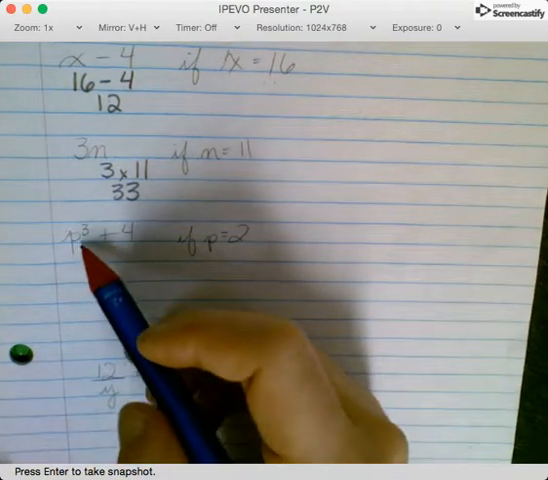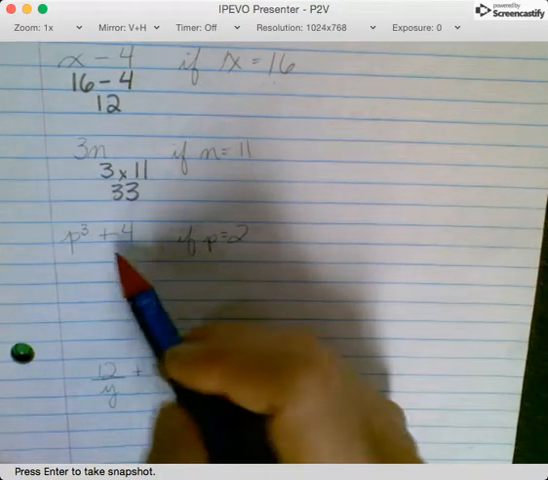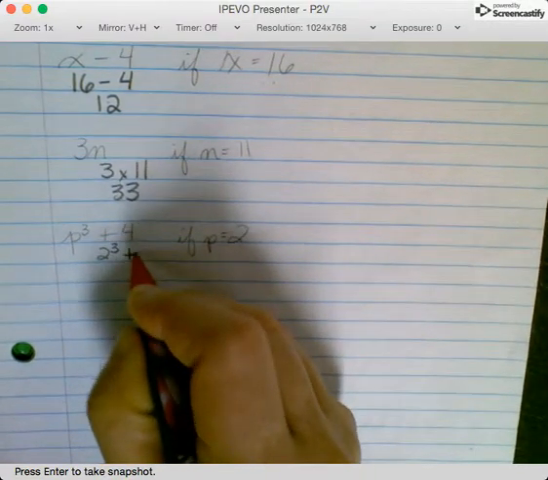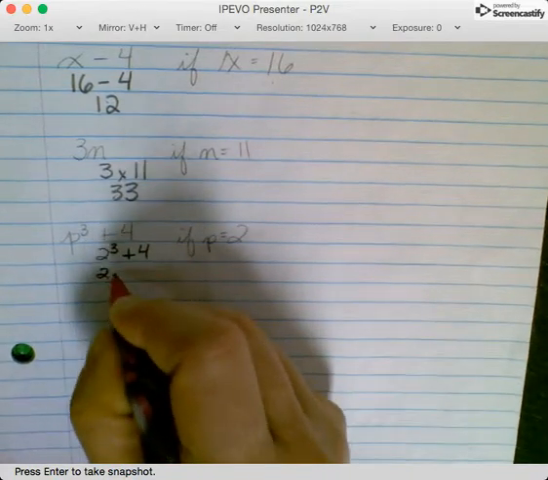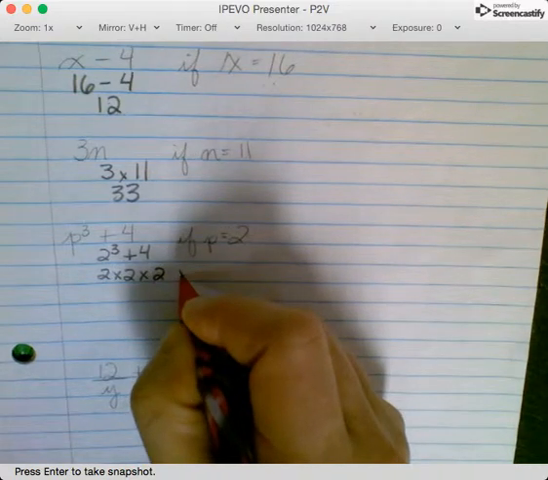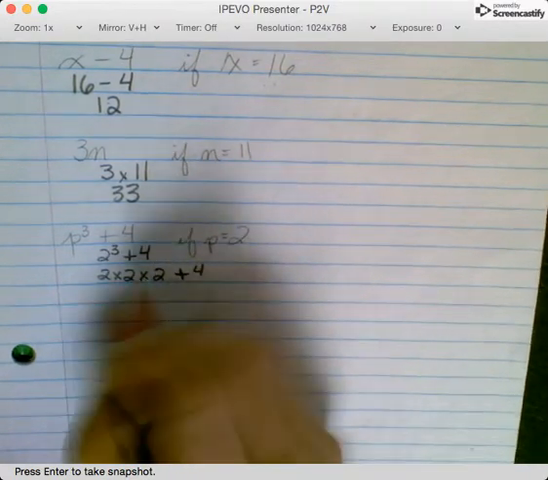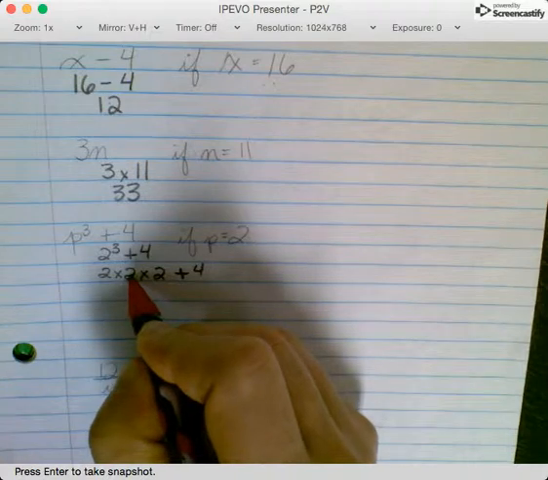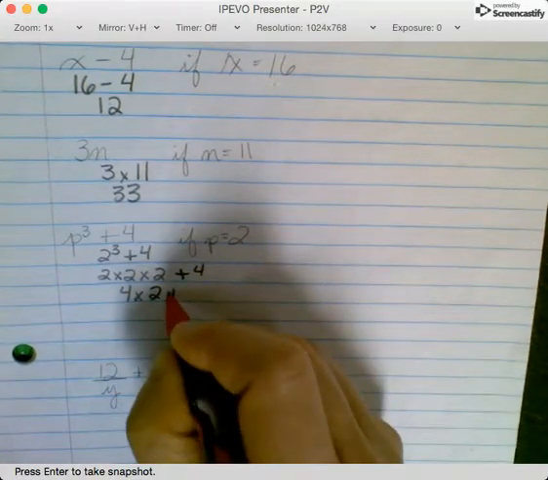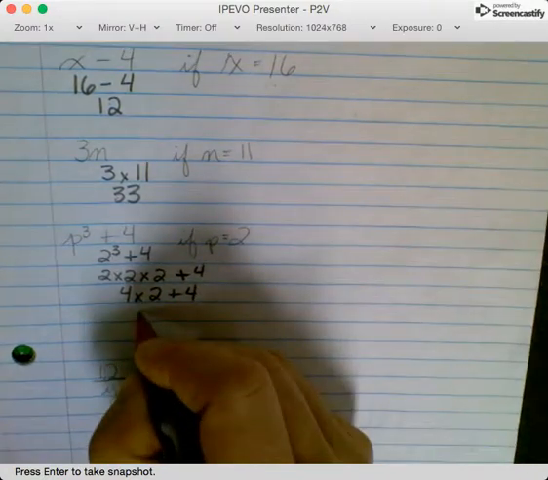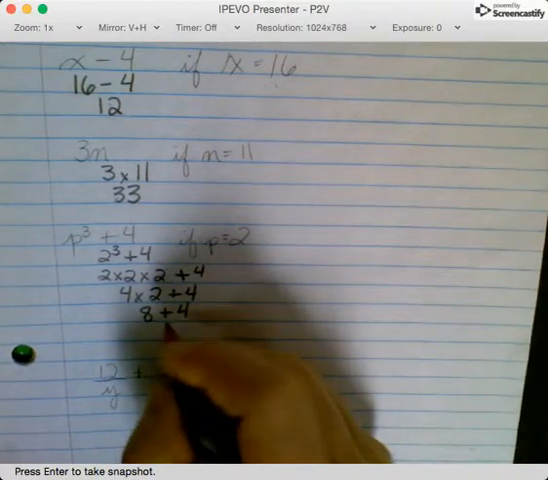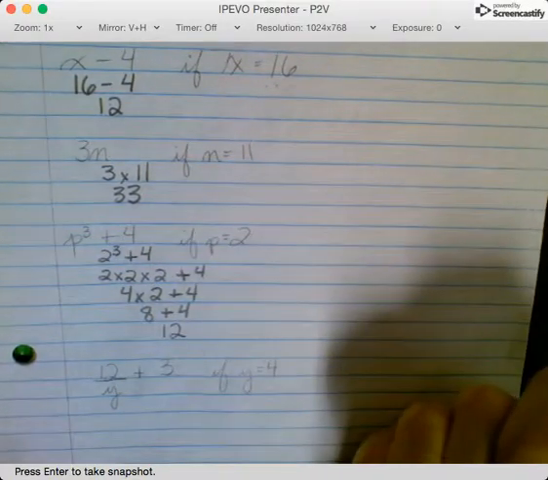p cubed, or p to the third power, plus 4, if p equals 2, that is the same thing as 2 to the third power plus 4. And remember, 2 to the third power is 2 times 2 times 2, plus 4. So 2 times 2 is 4. Four times 2 is 8. And then 8 plus 4 is 12.